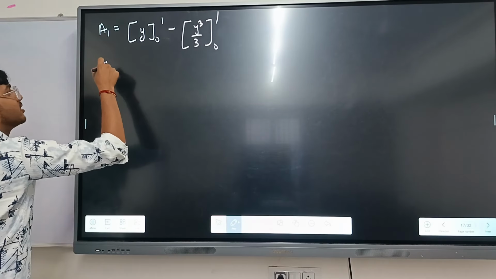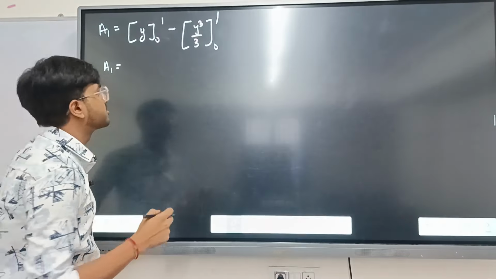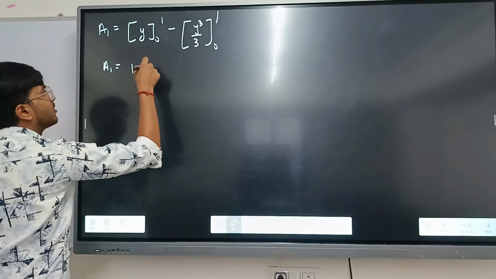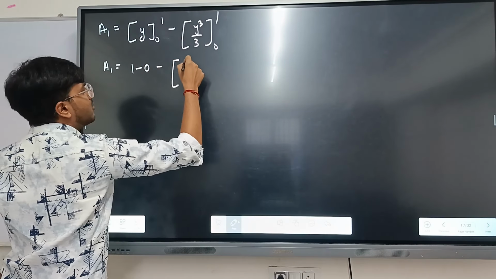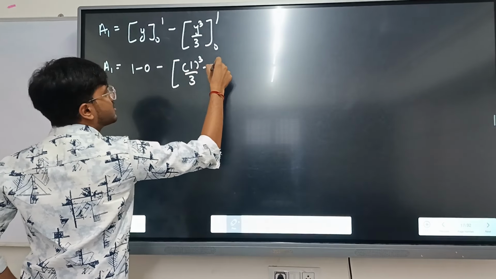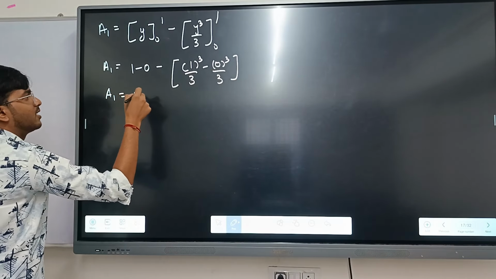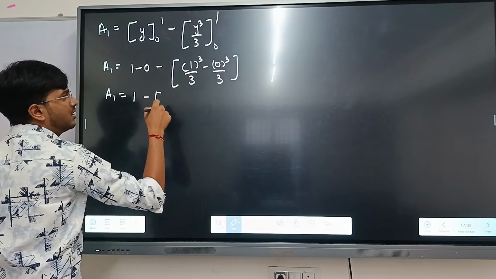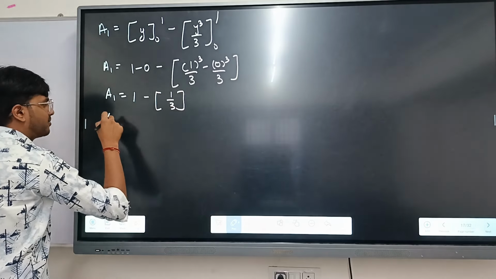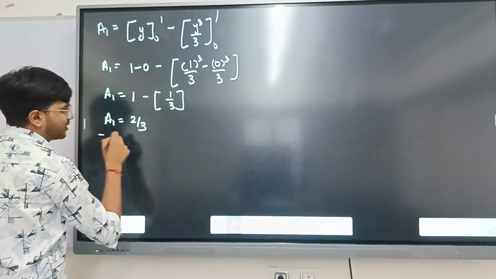If we get a negative, we need to make it positive because area should be positive. So let's substitute: 1 minus 0, minus of 1 cube by 3 minus 0 cube by 3. So what will I get? A1 as 1 minus 0 minus 1 by 3. 1 minus 1 by 3, that is, A1 is 2 by 3.